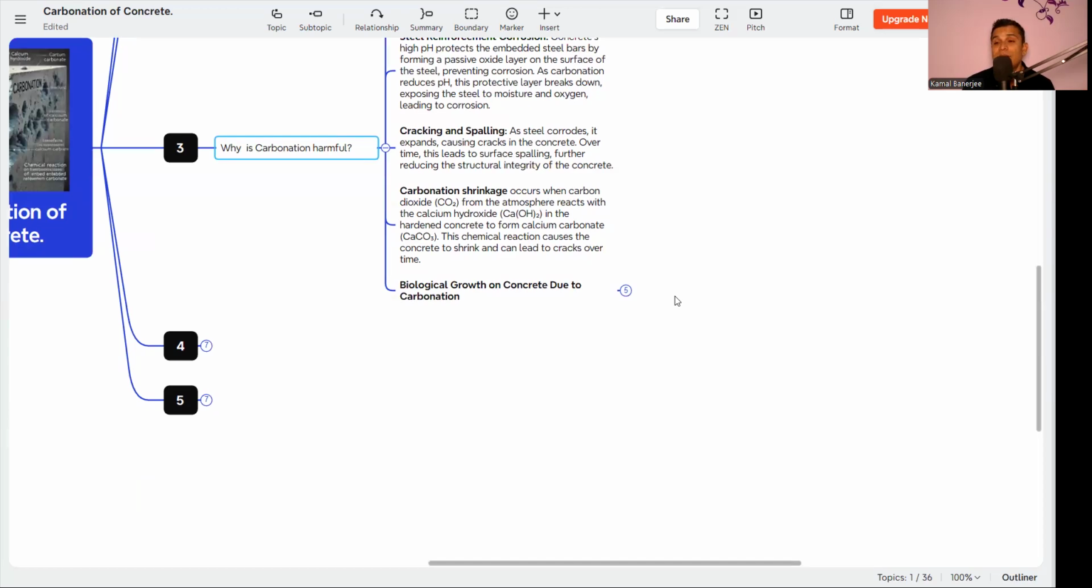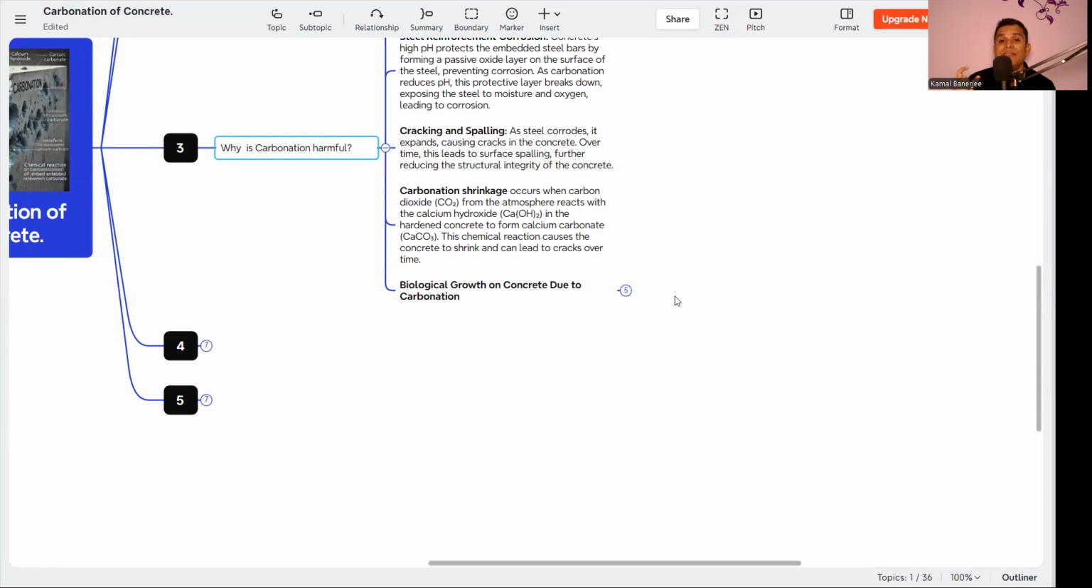What is shrinkage? It is a reduction in volume due to chemical changes or thermal changes, whatever. That is called the shrinkage of the concrete. What are the different types of shrinkage? I have made a detailed video, and the link is in the description. Please check it, and you will get the full information about the shrinkage of the concrete.